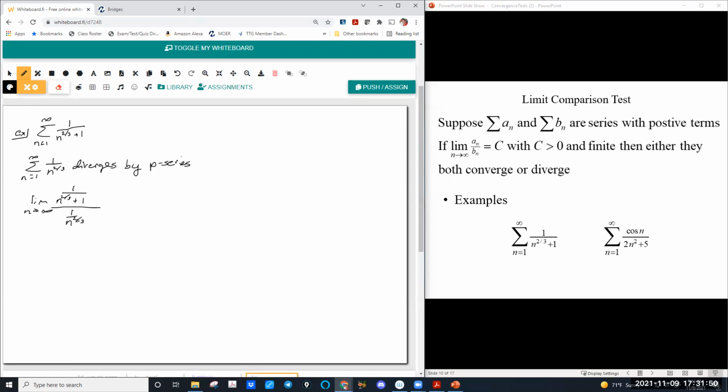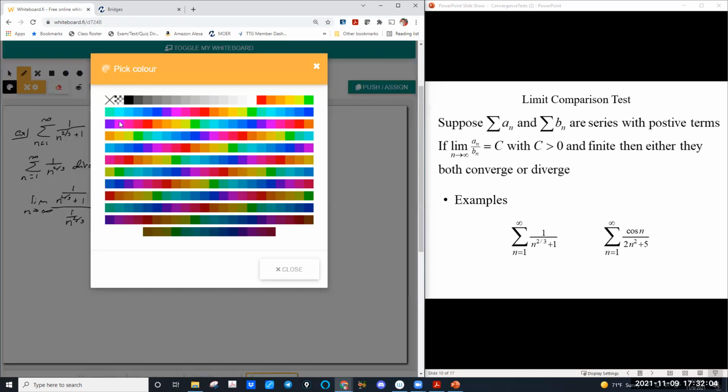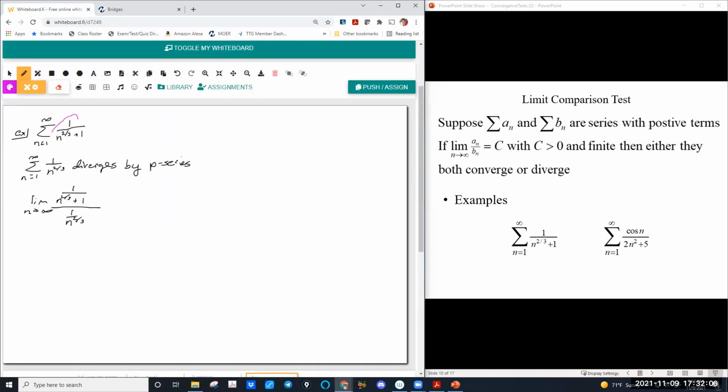The reason that choosing what you compare it to is so important is that if you don't make a good choice here, chances are you'll get a limit of 0 or infinity, which is inconclusive. So that's why you always want to look at your lead terms and make your choice that way. Same thing we would do in a comparison test.